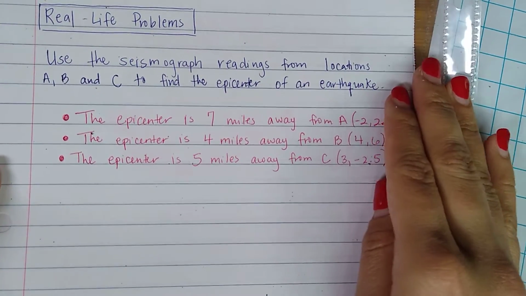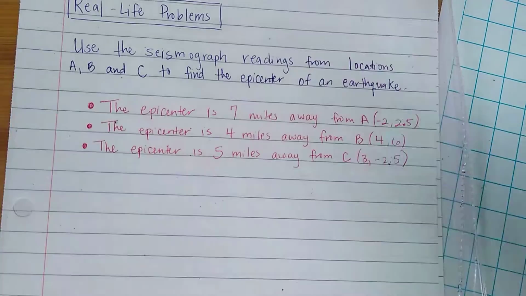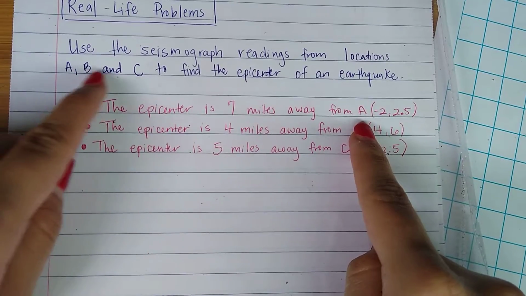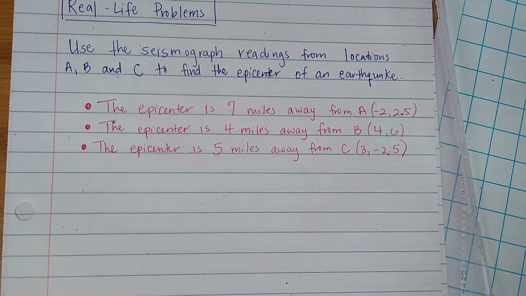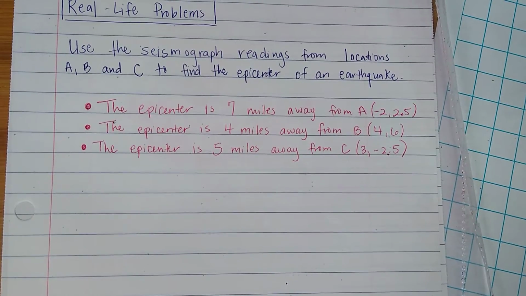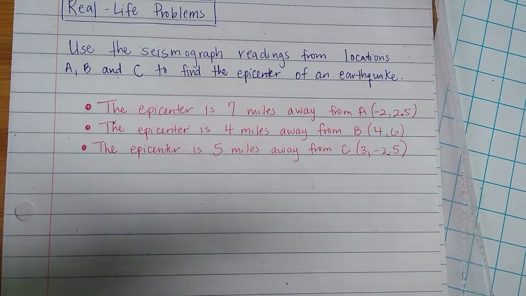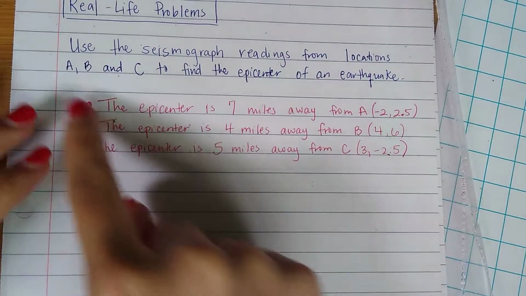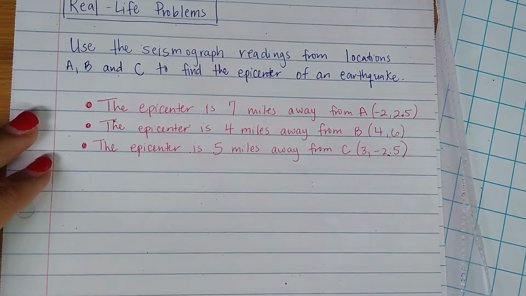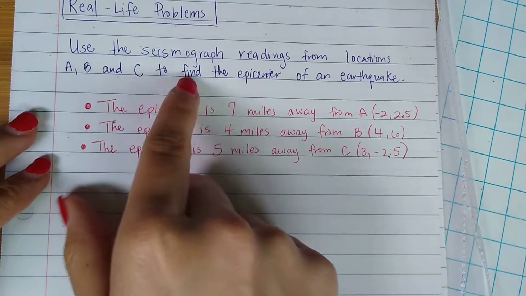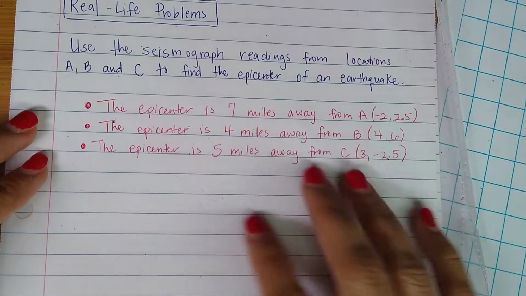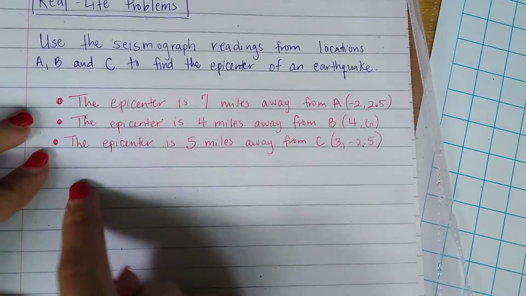Use the seismograph readings from locations A, B, and C to find the epicenter of an earthquake. Imagine that A, B, and C are all in different cities. For example, I live in Fullerton, so it could be Fullerton, maybe Santa Ana, and Garden Grove. Let's say that those three were the locations. In the actual example, they don't tell us what each city is, although that's something we would be using. These are the following things that they're telling us.